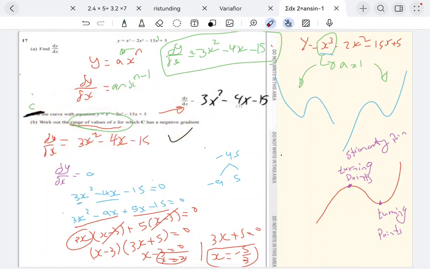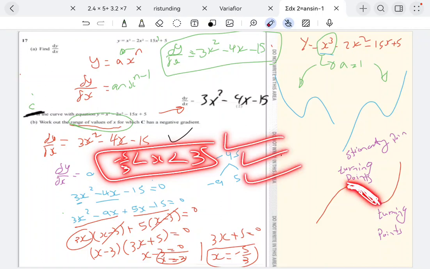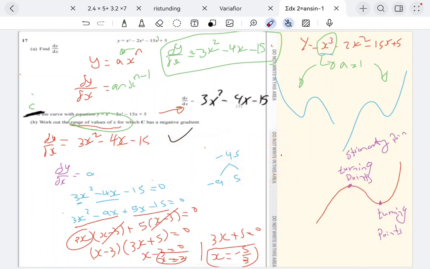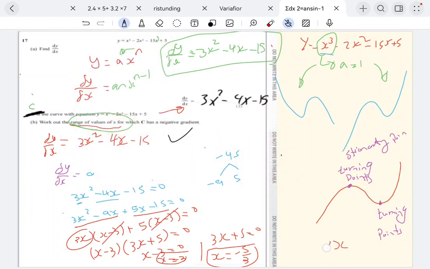So the range of values is x more than negative 5 over 3 and x less than 3. Any value between these two points, these two turning points, is going to give a negative gradient. And that's the solution now. So the answer is x is greater than negative 5 over 3 but less than 3.